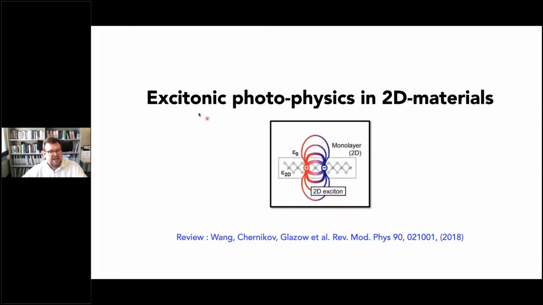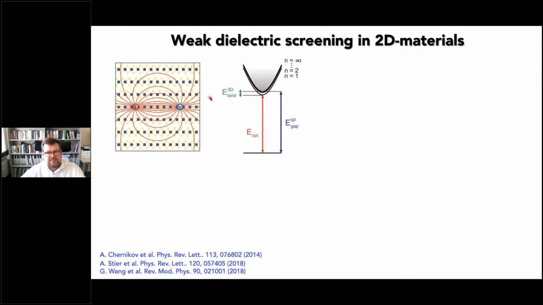The first interesting property is these materials have extremely tightly bound excitons. So the electron hole pairs, which are generated when you promote an electron to the conduction band, interact via the Coulomb interaction, and it turns out that in monolayer materials, this Coulomb interaction is very weakly screened, so the exciton binding energy becomes very, very large. And let me just illustrate this for the non-experts.